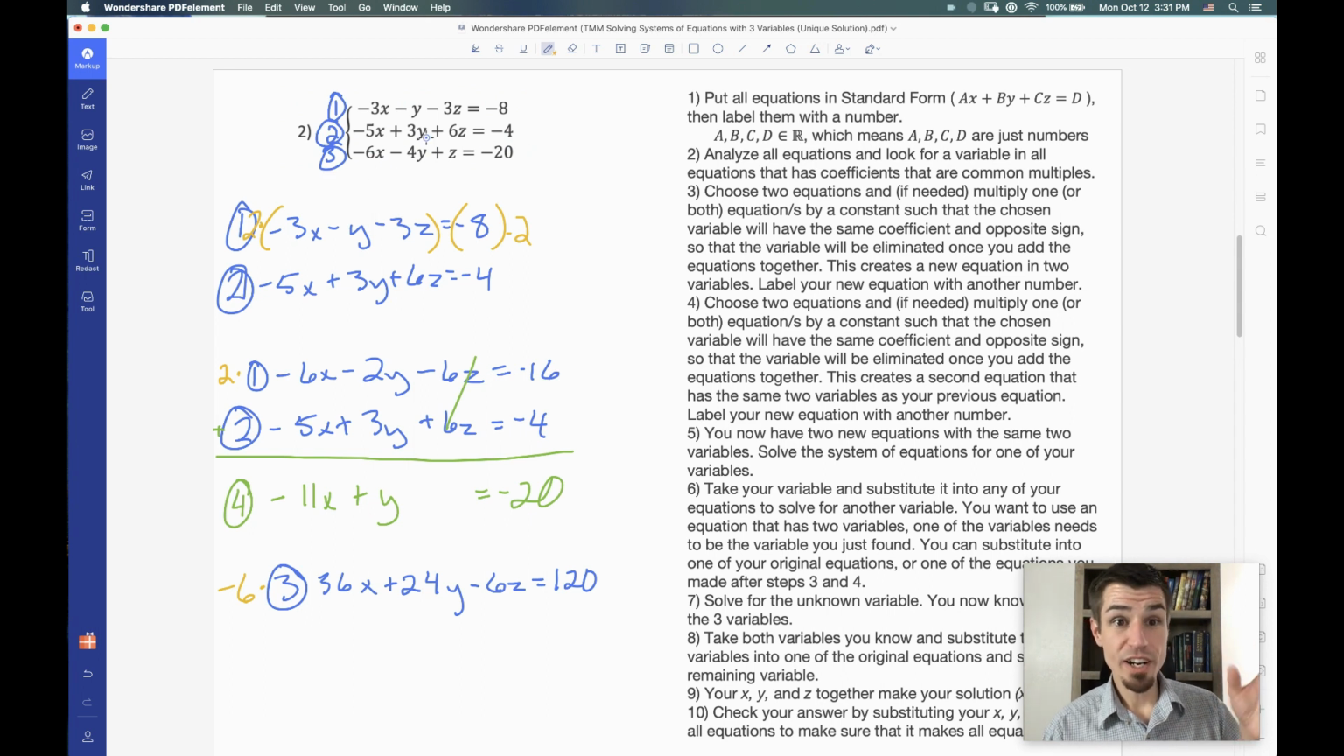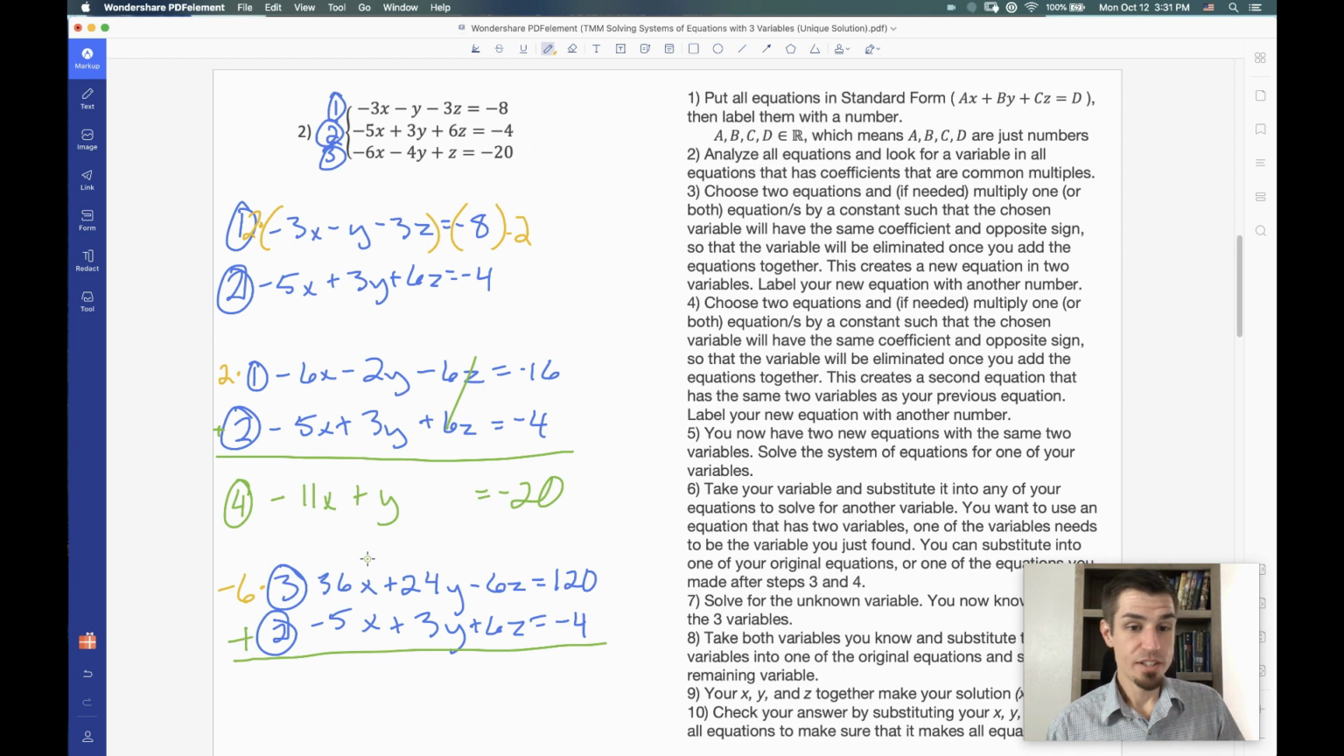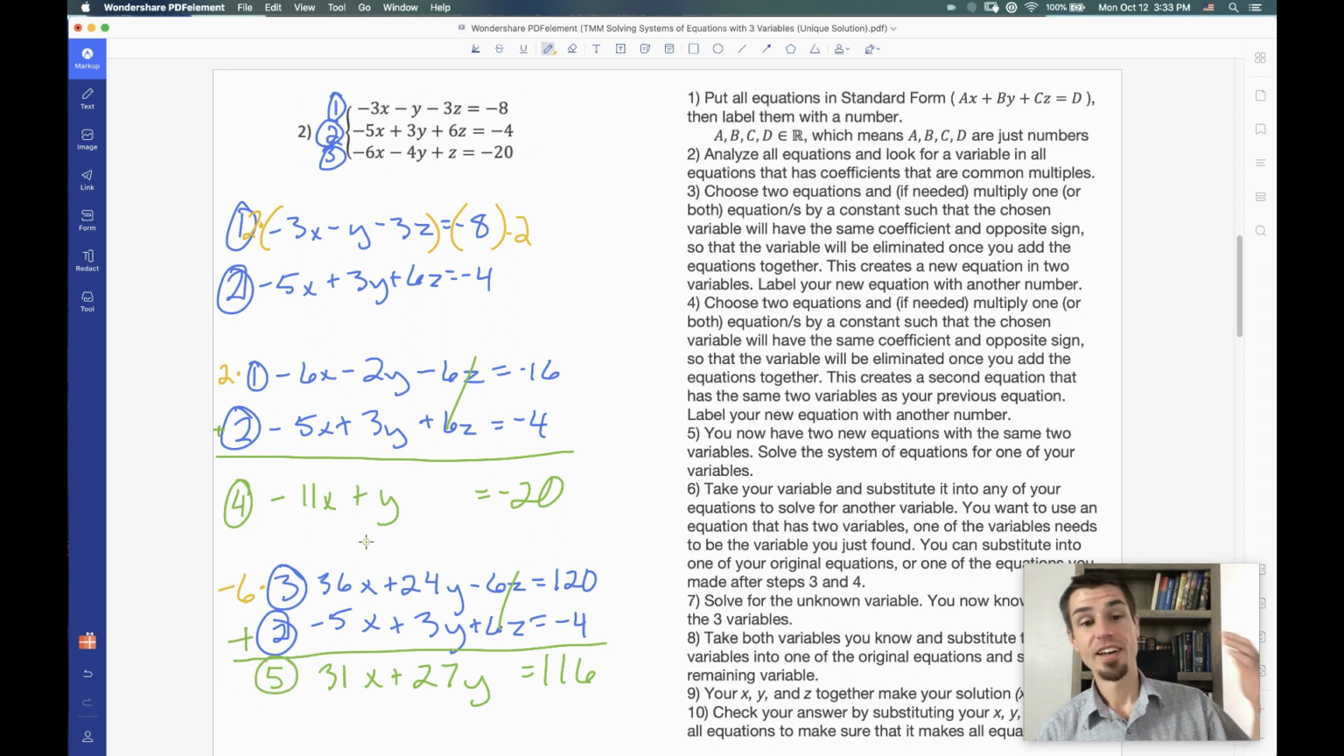So now remember, we're going to add that with equation 2. So let's just go ahead and write equation 2 right below it. Negative 5x plus 3y plus 6z equals negative 4. Now, hey, we're set up. We can add these together and z will eliminate, which is what we want. So 36 minus 5, this is going to get us 31x plus 27y. These eliminate, which is what we want, and it's going to equal 116. Hey, we got another equation. Let's give it another number. Make it equation 5.